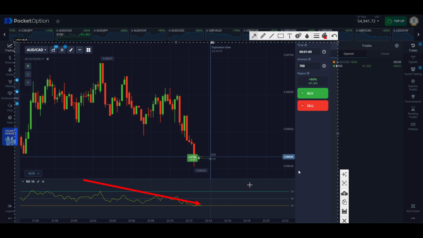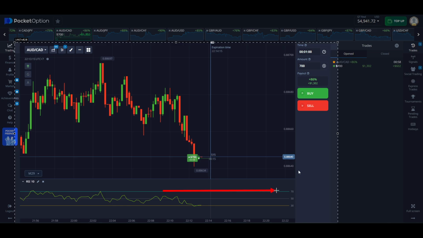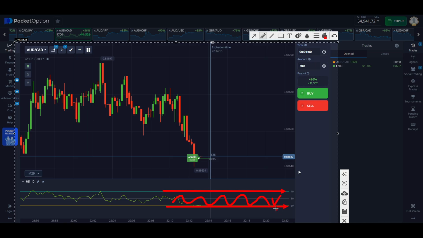So where do we open trades? We open trades when the value is between 70 and 30. This exact range is considered the safe zone. Right here, we can confidently open trades. But if the price goes below 30 or above 70, we don't open our trades.